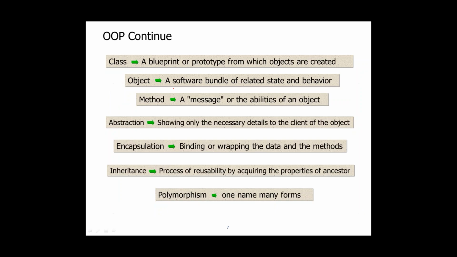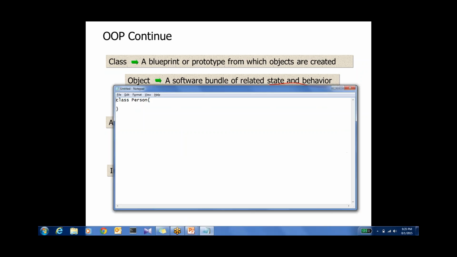All right. So it's a real world entity, or a programmable entity, which has its own state and behavior. We will come to this in a few minutes as to why it has its own state and behavior. But you can understand an object as a programmable entity or a software bundle with related state and behavior. So every object will have its own state and behavior. What do I mean by that? We'll understand in a few minutes.